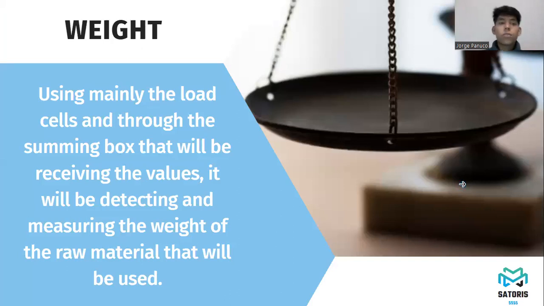Then the next one that we want to be measuring is the weight. Why? Because the weight of the raw material is very important in this project. Mainly the load cells, through the summing box, are what will be giving us the values. They will be detecting and measuring the weight of the raw material that will be used. Because as I said before, when you select the right amount of raw material, these variables need to be very specific, so there won't be any failure in our project.